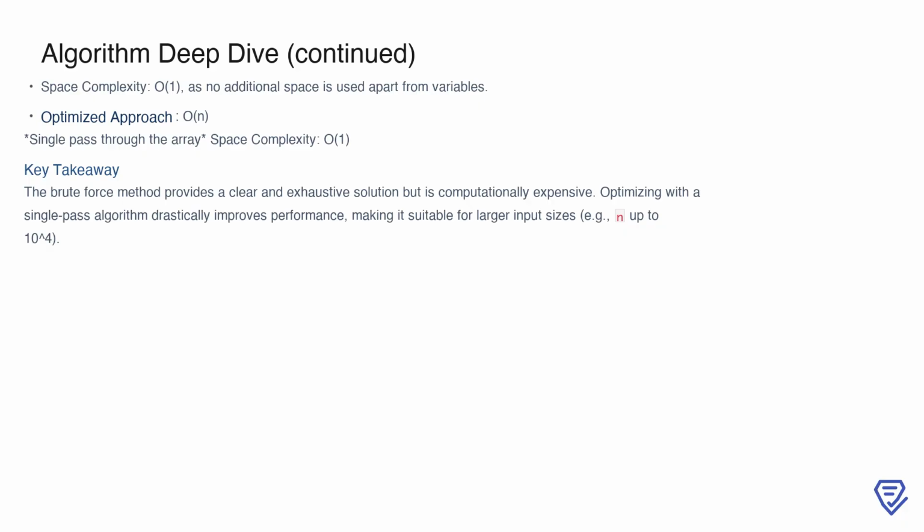The key takeaway here is that while the brute force method offers a comprehensive and simple solution, it's computationally expensive and unsuitable for larger datasets. The optimized single-pass algorithm not only improves efficiency but also preserves the clarity of the solution, making it the preferred approach in most scenarios. By understanding both methods, we gain insights into how algorithms can evolve from a straightforward brute force technique to an efficient, scalable solution through careful optimization.